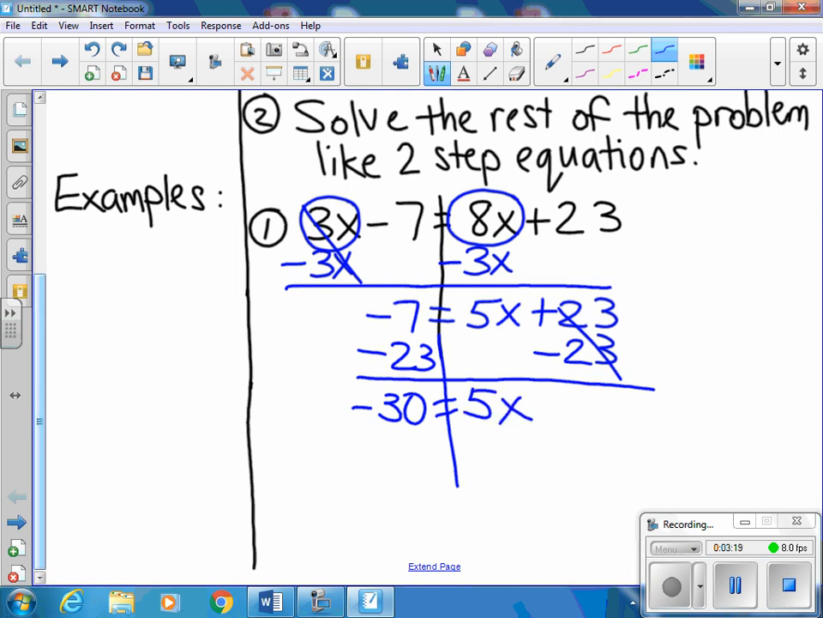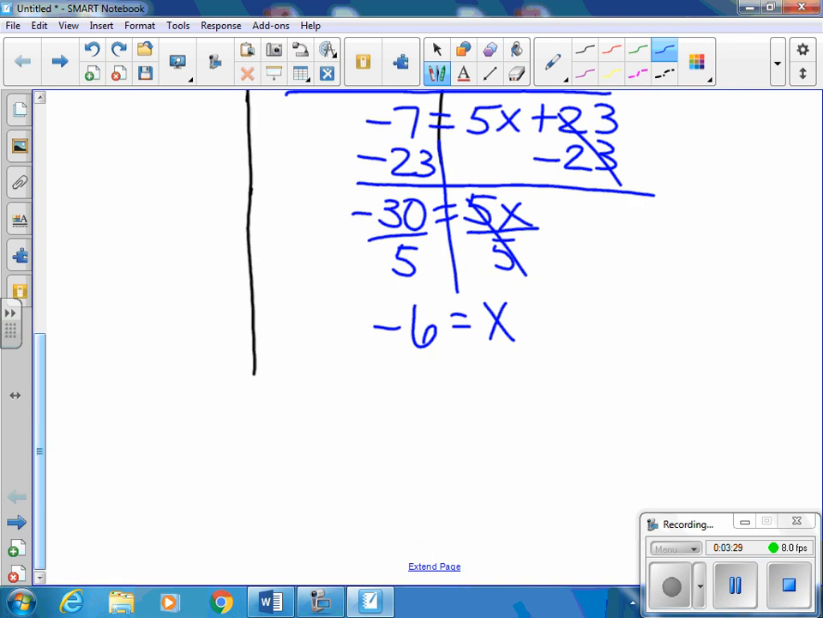And to split the 5 and the x apart, we have to divide by 5. So that 5 cancels off. And negative 30 divided by 5 is negative 6 equals x. All right, so there's your final answer. But the whole trick to this is moving one variable to the other side of the equation so that you can solve these normal two-step problems. All right, let's take a look at a second one.